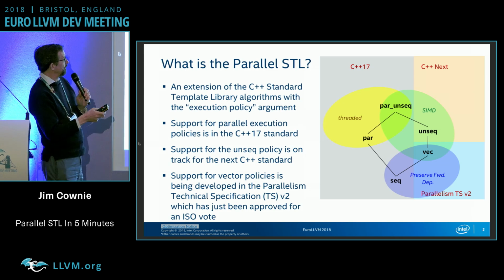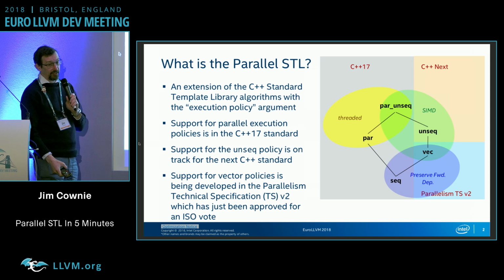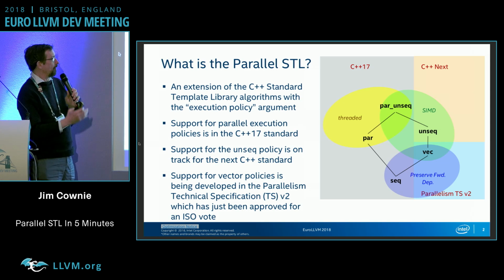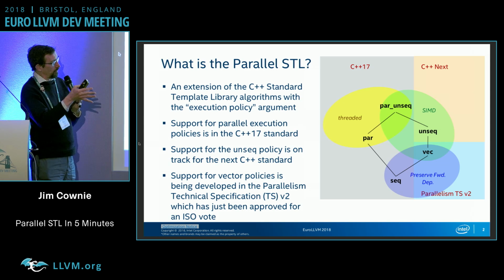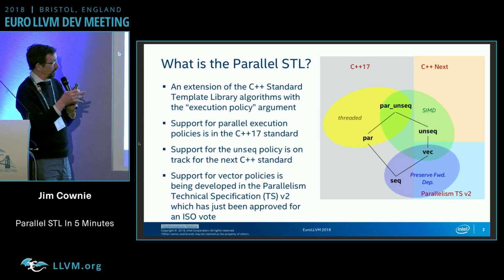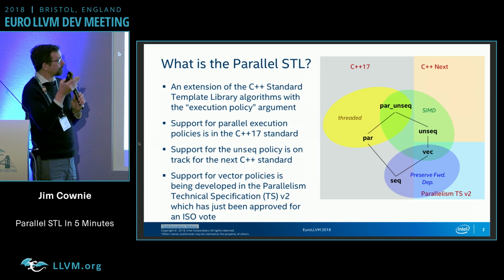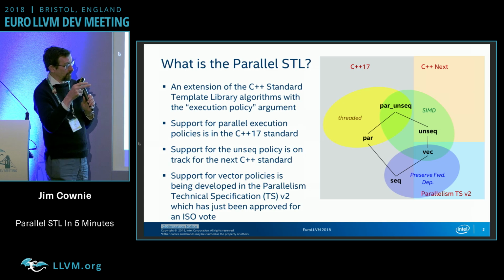The Parallel Standard Template Library is now in C++17, and it's a way of exposing to the template library that the operations that you're performing can be parallelized. So it adds an additional template argument on the front of the argument list. We'll have an example on the next slide.